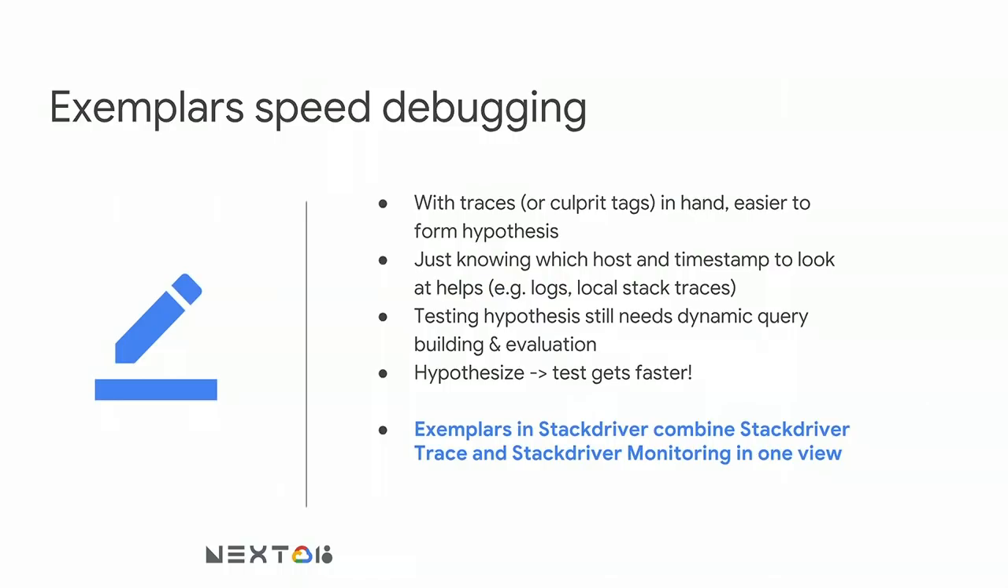With these culprit traces in hand, it helps you formulate a hypothesis. It helps you figure out which task do I need to go to, which Kubernetes pod do I need to look at, in order to figure out which logs do I need to look at, because it has a concrete timestamp and machine name to go look at. You still need to be able to dynamically evaluate queries, which is where the earlier section on joining data comes from. But even formulating the hypothesis is the thing that we find we need to optimize for. So exemplars in Stackdriver are a way of combining Stackdriver trace and Stackdriver monitoring all in one view and getting you the insights that you need faster.